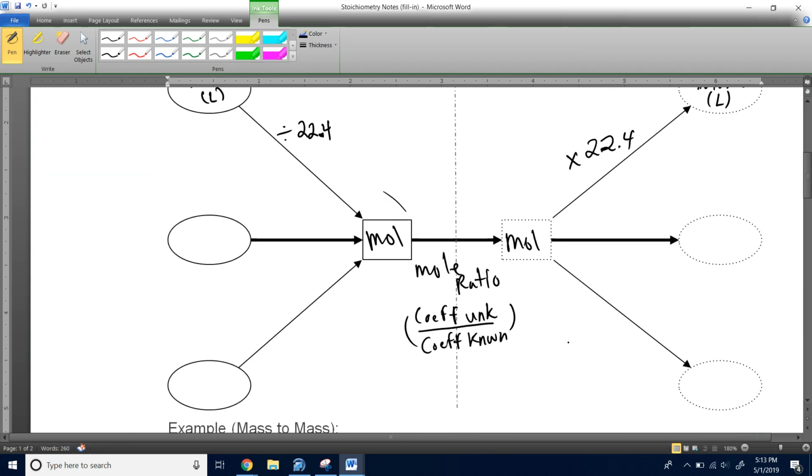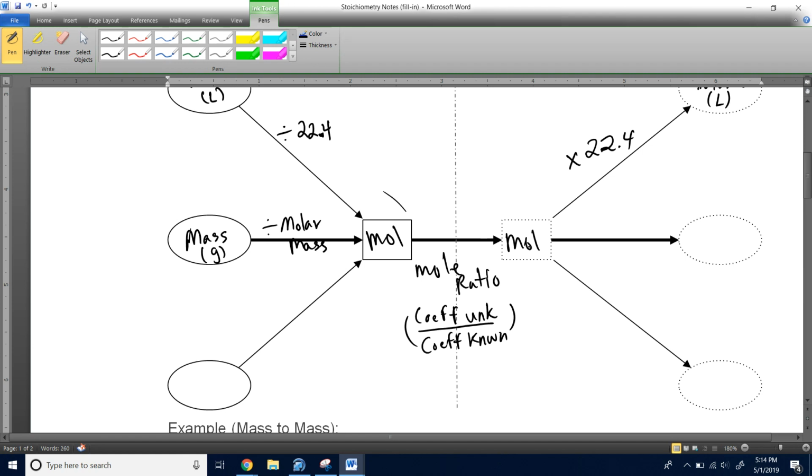All right. Next step. Say that we have a mass of a known quantity, and that mass is always going to be given in grams. We're going to have to go from mass to moles by using our molar mass. We've done this before. This is not new. We use molar mass to go from mass to moles. And then we have to use our mole ratio to go from moles to moles of the unknown quantity.